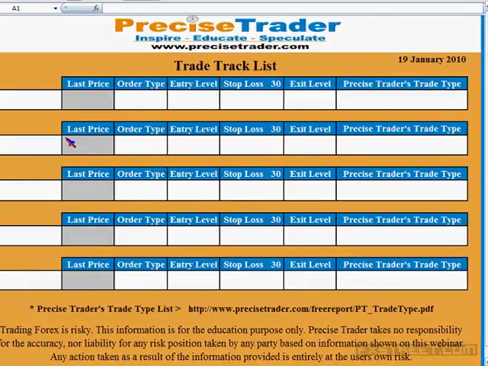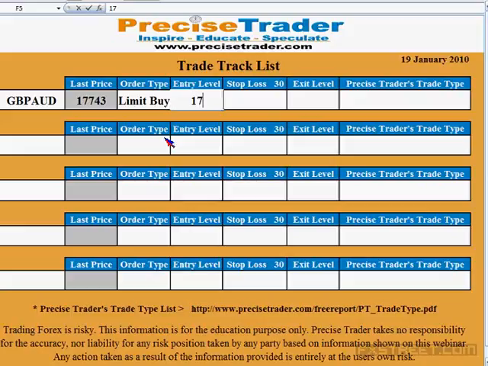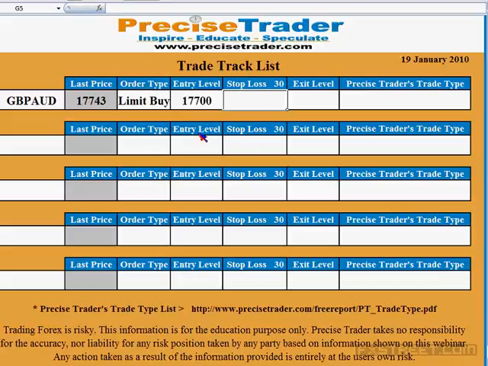Okay, we are looking to buy pound Aussie. This is a limit buy. We want to buy at the 177 figure. The stop loss is about 40 pips. We put 147.660, and 147.50 is our entry point.